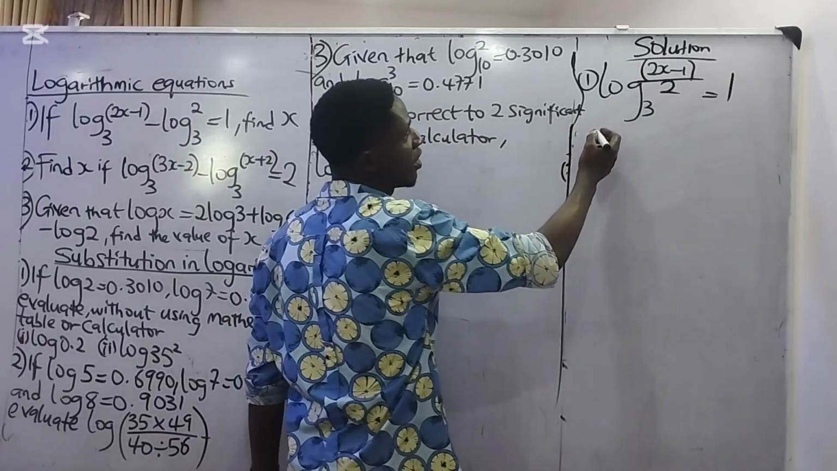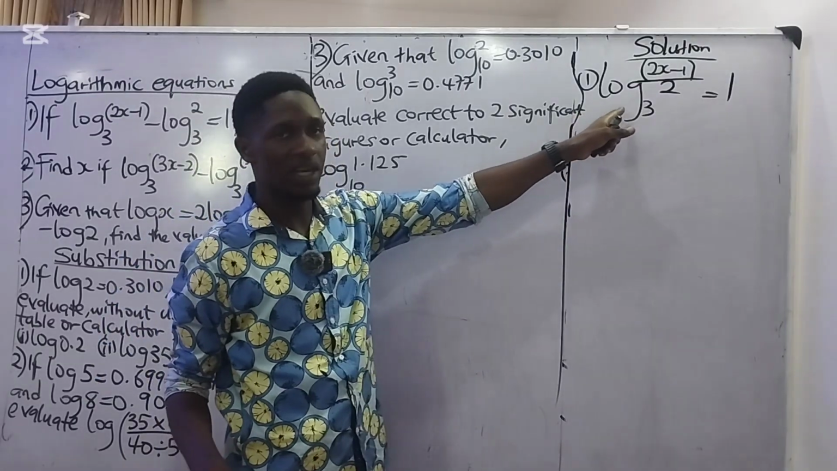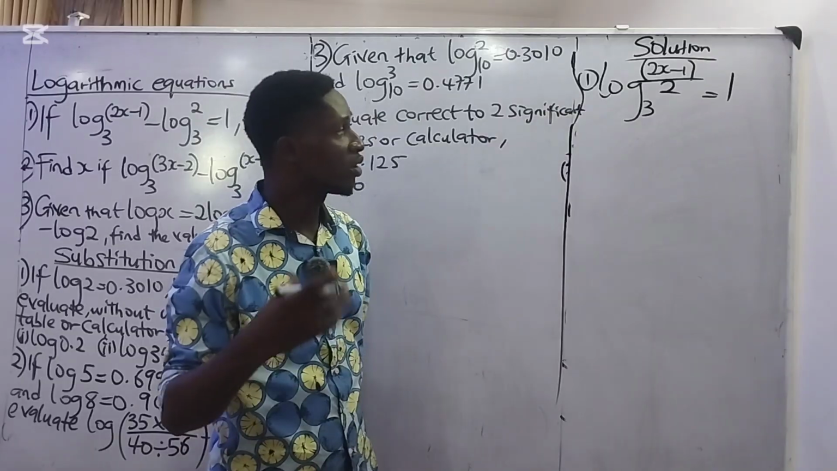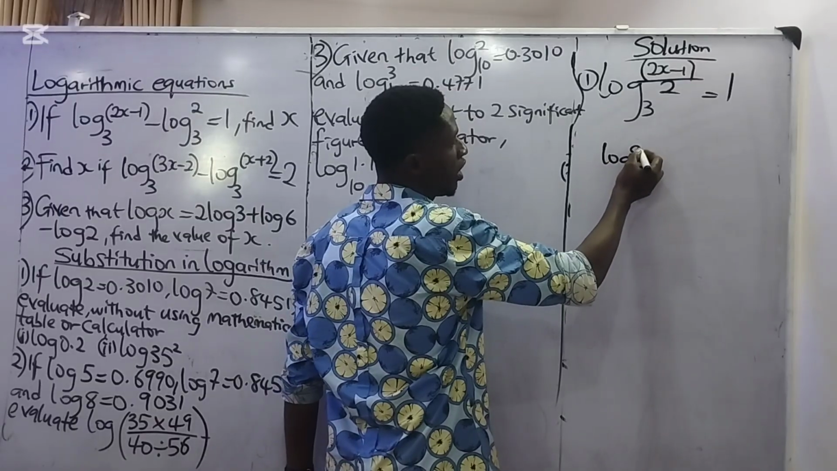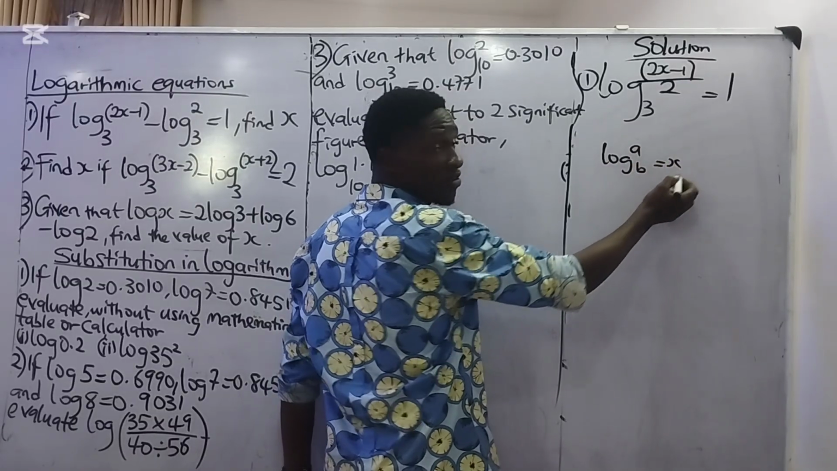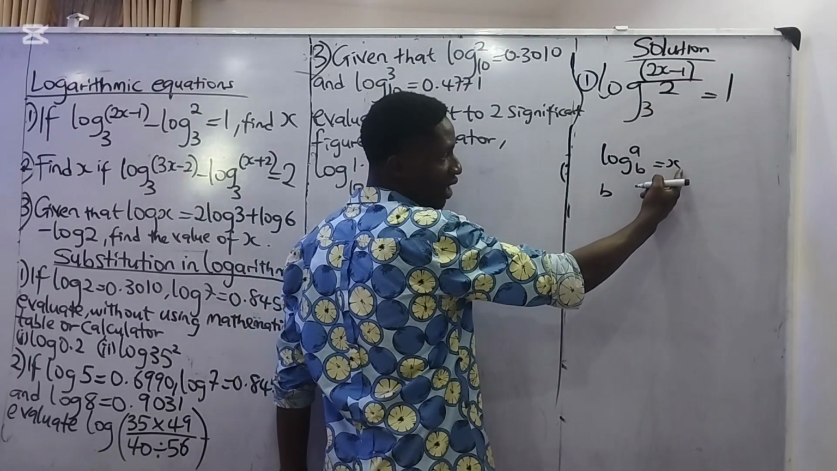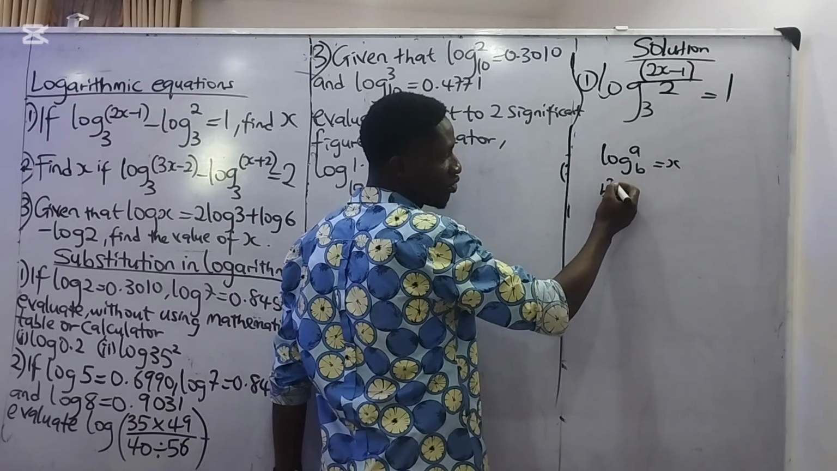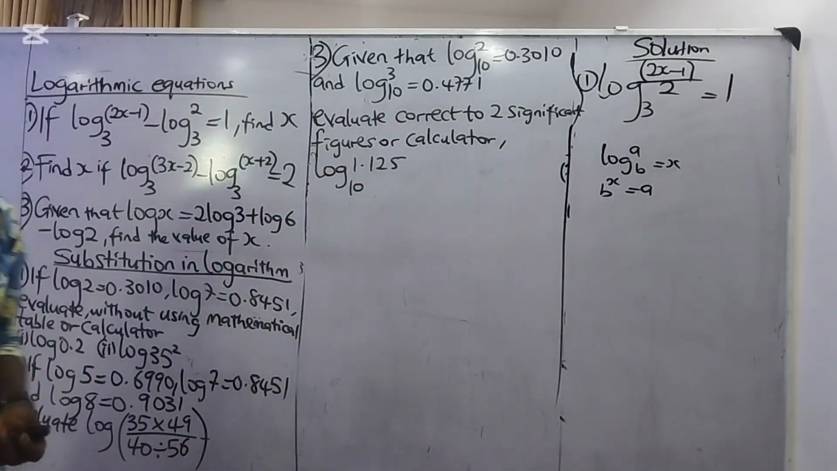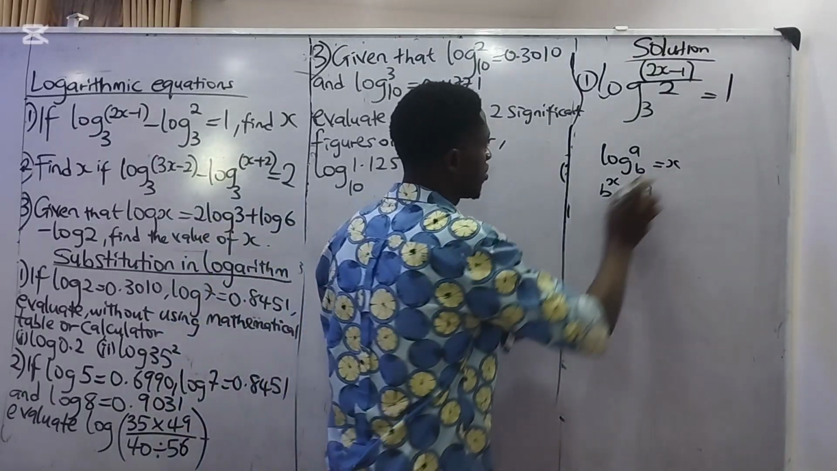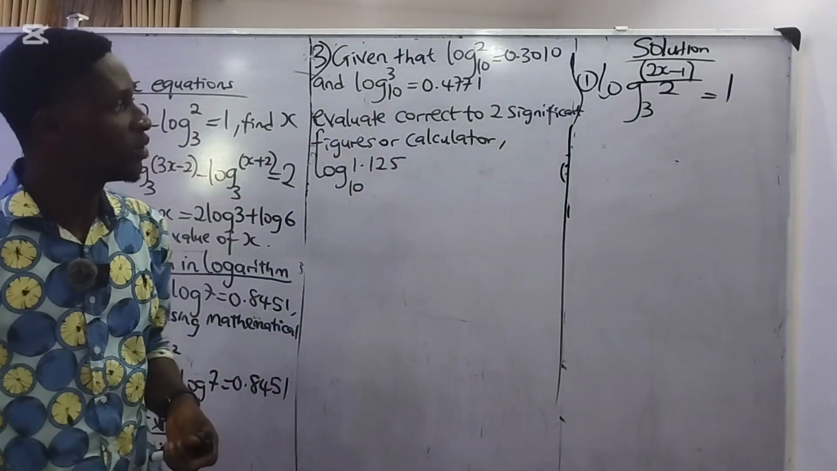Then going by this, we have to convert this logarithm to index. There's a relationship between logarithm and indices. So for example, if I have log a in base b is equal to x, you take the base here, then any value or variable to the right hand side, you raise it to the power, is equal to a. So that is the relationship between logarithm and indices when converting from log to indices. So let's go to this place here.